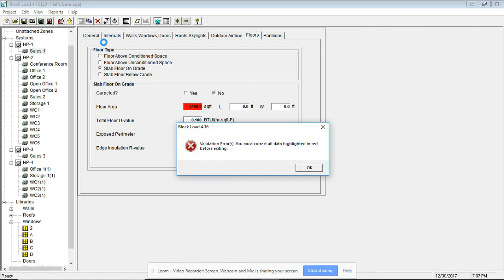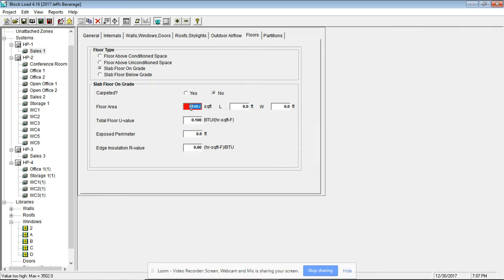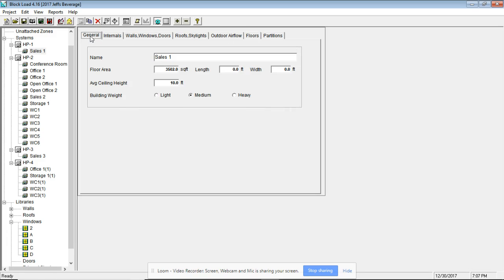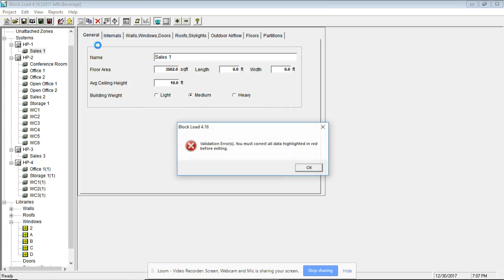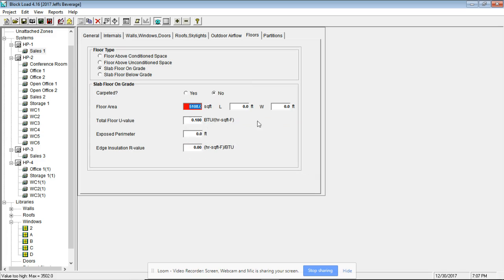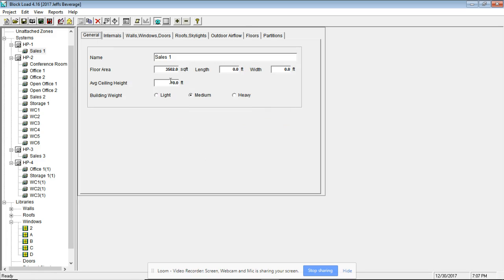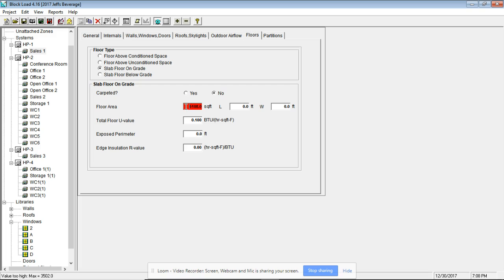I would call that sales 1. And I mentioned the program freaks out when some information doesn't match. So it won't let me leave until I fix this. I was confused earlier, trying to explain what was happening. This doesn't like when the floor area on the floors tab is bigger than the floor area on the general tab. So the floor area is 3,502 feet. So we'll have to make sure we enter that. 3,502 square feet.